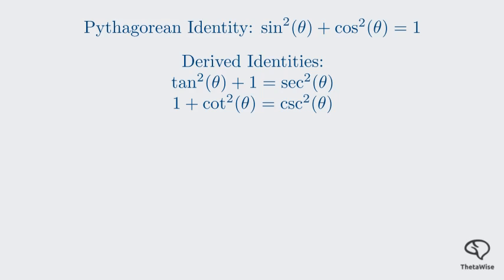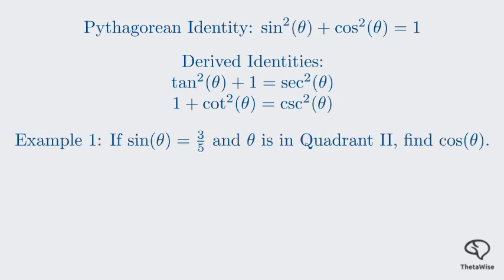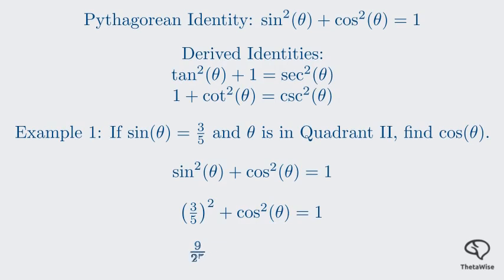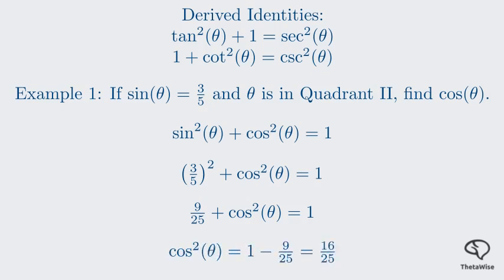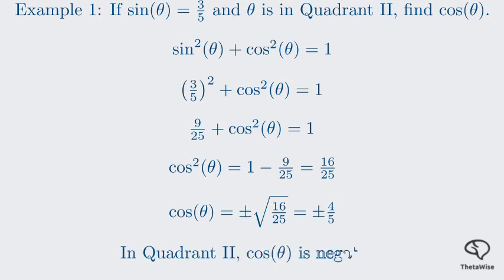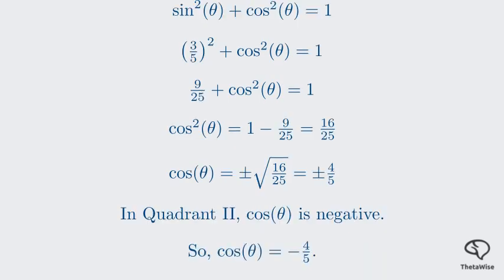Let's see how we can use these to solve a problem. Example 1. If sine of theta equals 3/5 and theta is in quadrant 2, find cosine of theta. We can use the Pythagorean identity. We have (3/5) squared plus cosine squared equals 1. That's 9/25 plus cosine squared equals 1. Subtracting 9/25 gives cosine squared equals 16/25. Taking the square root gives cosine of theta equals plus or minus 4/5. Since theta is in quadrant 2, where x-coordinates are negative, cosine must be negative. So cosine of theta is negative 4/5.